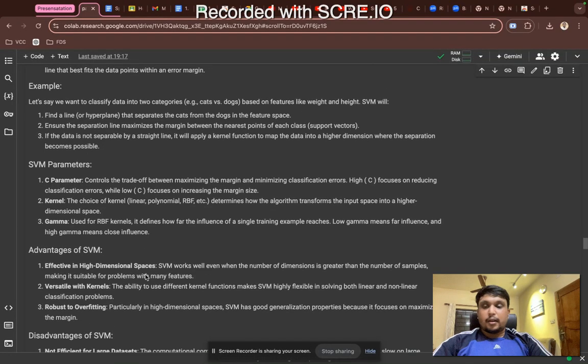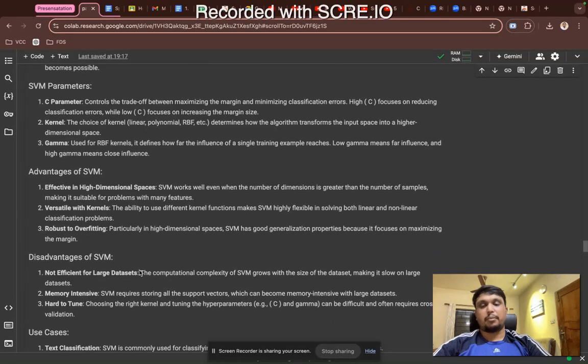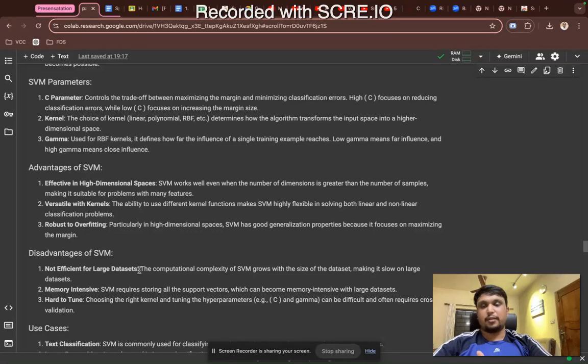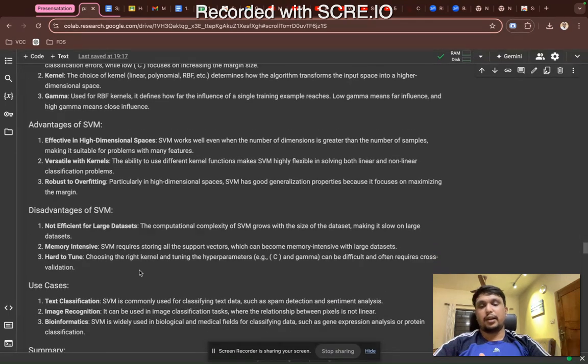So then, what are the pros and cons of an SVM? SVMs are effective in very high dimensional spaces. The more dimensions you have, the more hyperplanes, and the more accurate your classification will be. Versatile, you can use different kernels. That is another advantage. It is robust to overfitting. What are the disadvantages? It's not efficient on very large data sets. It's very memory intensive and very hard to tune as well.